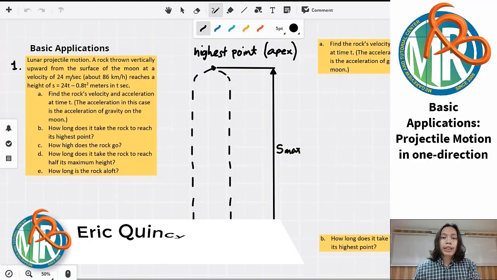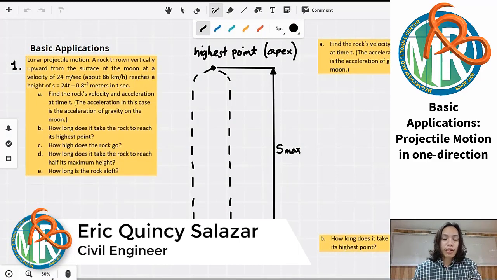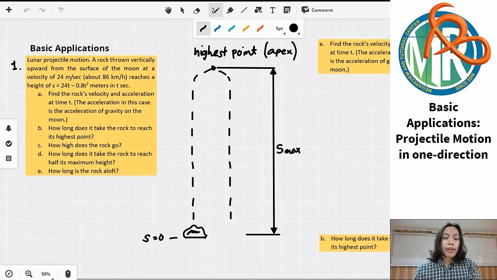Moving on to basic applications of derivatives, we will be tackling a motion problem first, specifically a lunar projectile motion problem. In this example, a rock thrown vertically upward from the surface of the moon at a velocity of 24 meters per second, about 86 kilometers per hour, reaches a height of s = 24t - 0.8t² meters in t seconds.